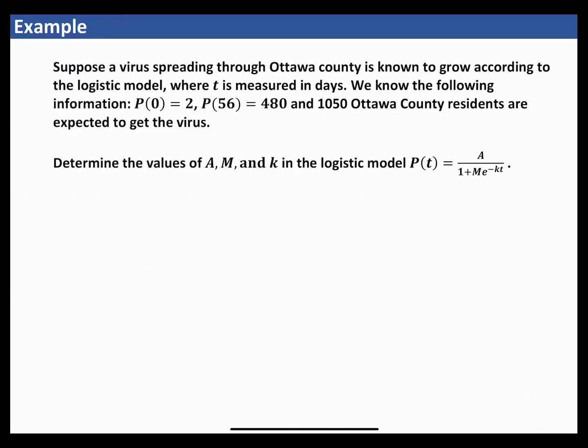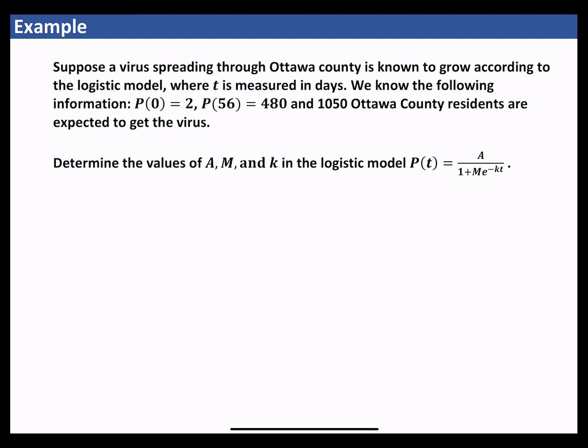Suppose a virus spreading through Ottawa County is known to grow according to the logistic model, where t is measured in days. We know the following information: p of 0 equals 2, p of 56 equals 480, and 1,050 Ottawa County residents are expected to get the virus. Determine the values of a, m, and k in the logistic model. P of t equals a divided by the quantity a plus m e raised to the negative kt.